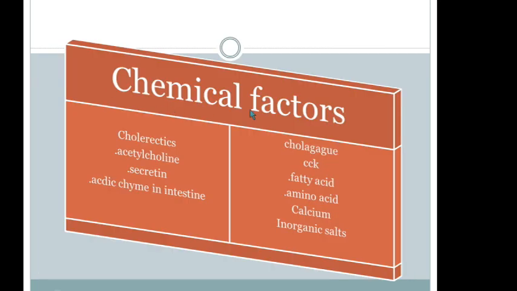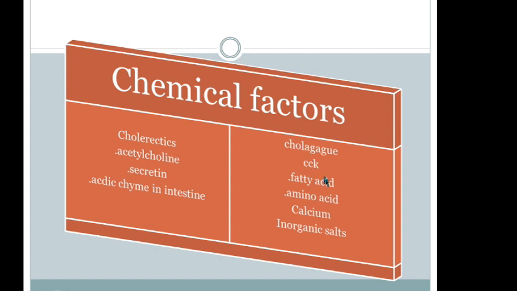What are the chemical factors which affect the bile secretion? It was discussed in the previous slide. Here, choleretics: acetylcholine by the vagal stimulation, and secretin, which is released by the enteroendocrine cells of the small intestine when acidic chyme enters the intestine. So these three are the choleretics. Why is this a choleretic? Because it stimulates the liver for secretion of the bile.